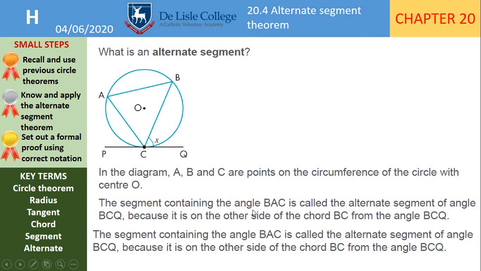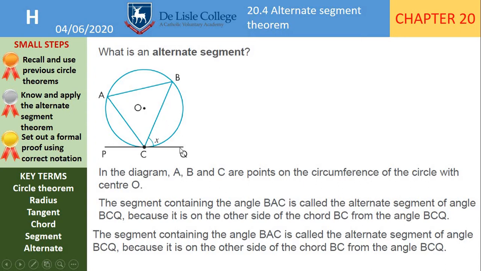So the segment containing angle BAC, so angle BAC, B to A to C, is this angle here. So this angle here is called the alternate segment to over here, because here is the chord that we're looking at and it splits this circle in two.